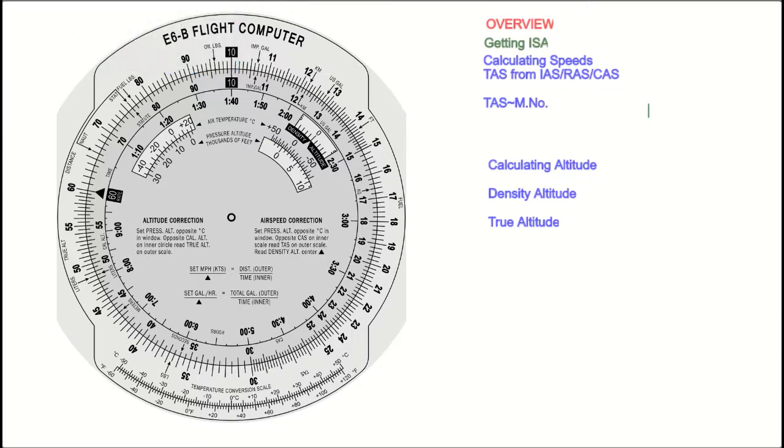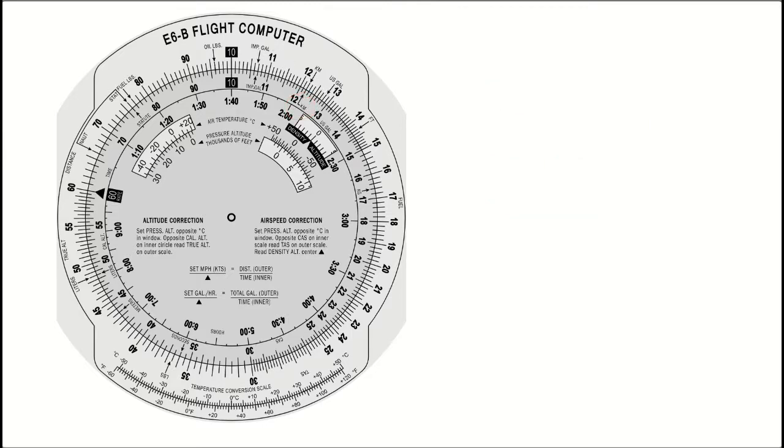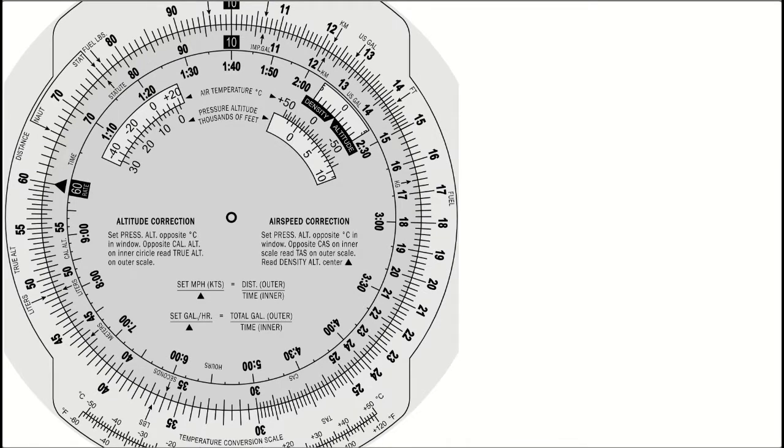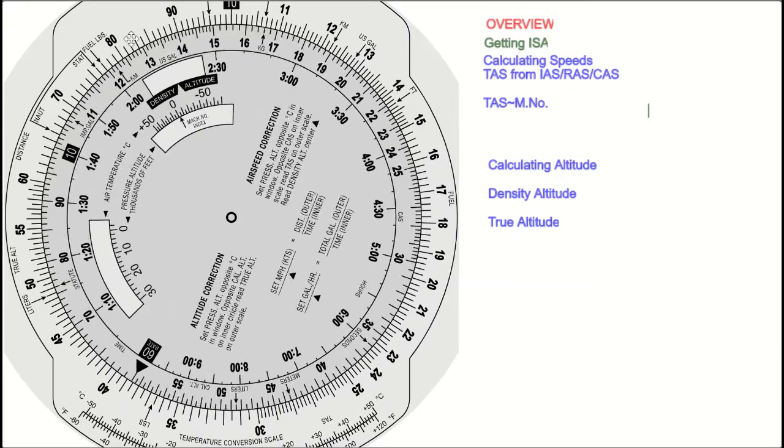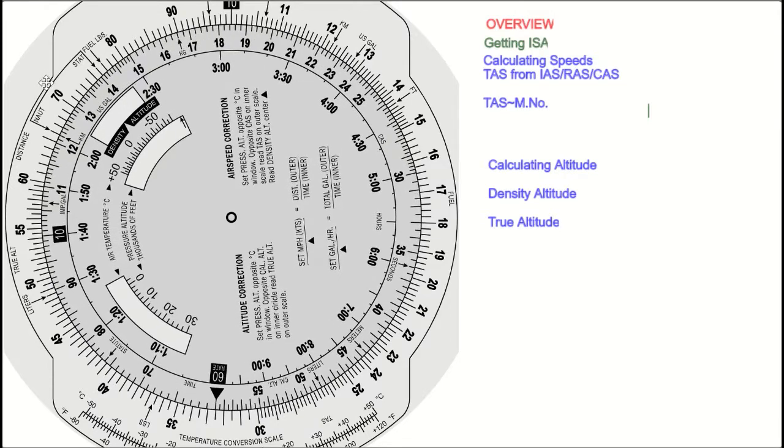Let's say I want to convert kilometers into nautical miles. So all I do is I see this kilometer written here. Okay, let's zoom in a little bit. Here is the kilometer written. So if I want to convert nautical miles into kilometers, all I do is I rotate the inner scale and align this kilometer with the nautical mile.